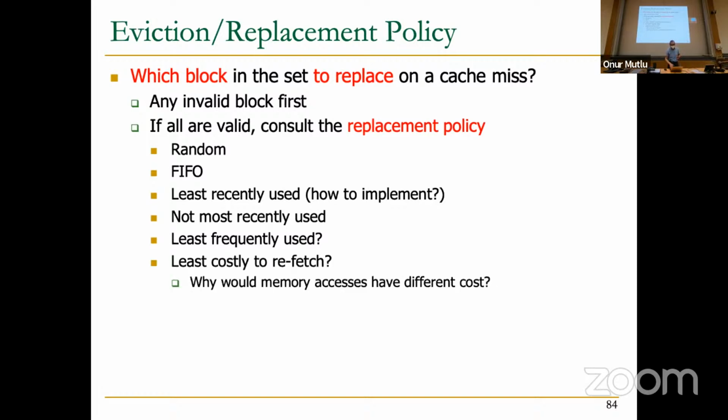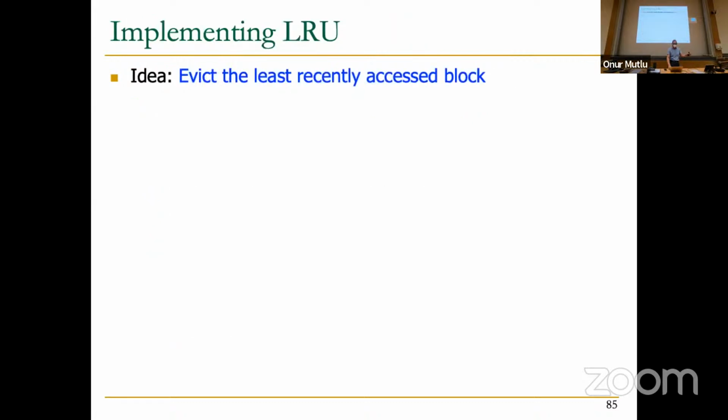Actually, it is different. So another idea here: least costly to refetch. Memory access may have different costs, actually. And there may be hybrid replacement policies. And then think about the optimal replacement policy. What's the optimal that you can do if you want to minimize the miss rate? What about if you want to maximize performance?